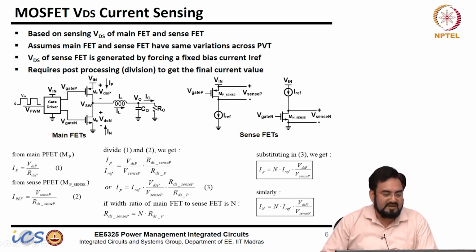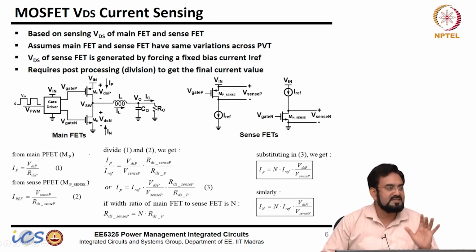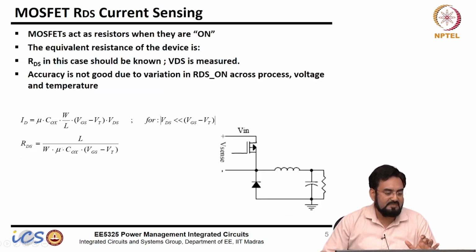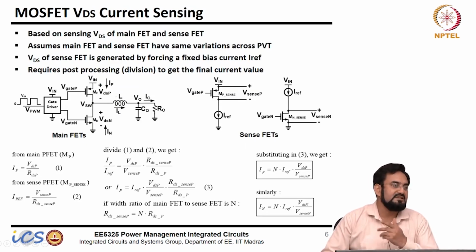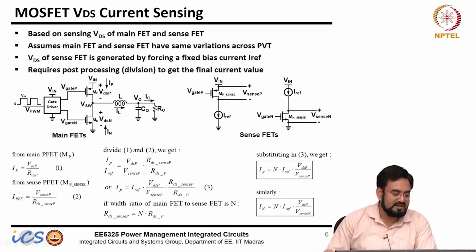Both have the same formula, which is this, correct? The only difference is W by L is different. The rest of the parameters remain the same. So the size will determine the voltage here, and here the load current will determine it. If you look at the ratio of the two, then those PVT effects get cancelled out, and that's what we have done here.